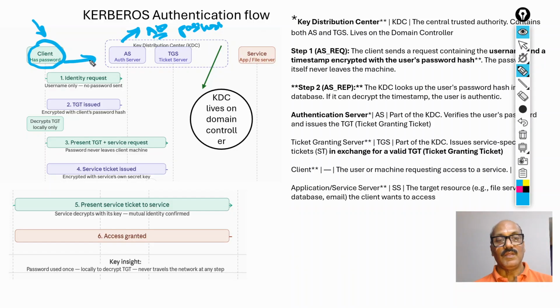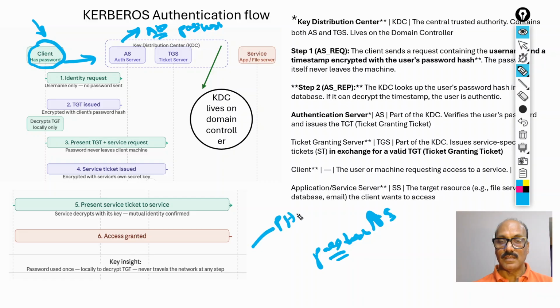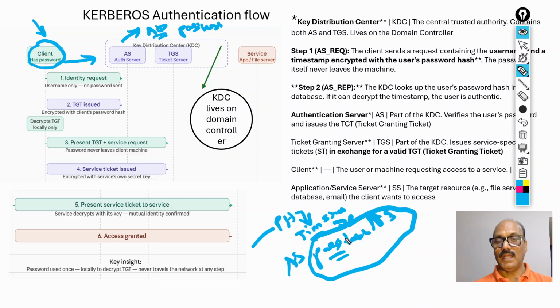Now, in order to prove this is the client which is communicating to the KDC or authentication server, what is the best way? You need the password hash. The authentication server or domain controller, Active Directory, already has the password hash in the KDC. The password hash was used by the client to encrypt the timestamp and send it to the server. The server ahead of time is already storing the password hash.